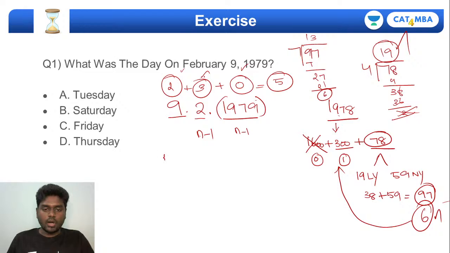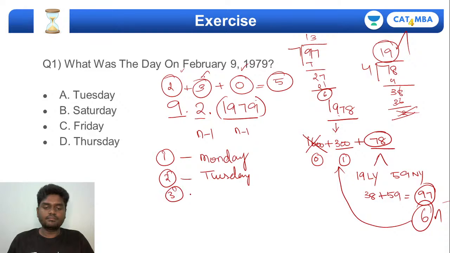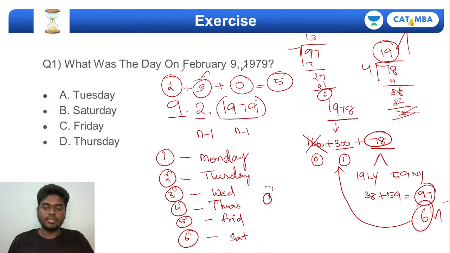If you got 1 odd day, then it's going to be Monday. If you got 2 odd days, then it's going to be Tuesday. If it is 3, Wednesday. 4, Thursday. 5, Friday. And 6, ultimately it's going to be Saturday. And 7 will not be there. If it is 0, then it's going to be Sunday.